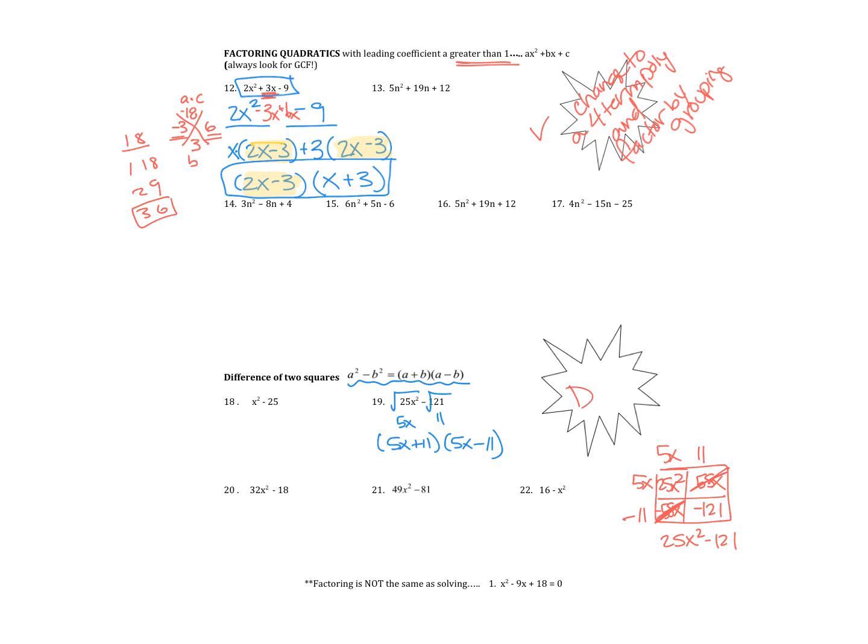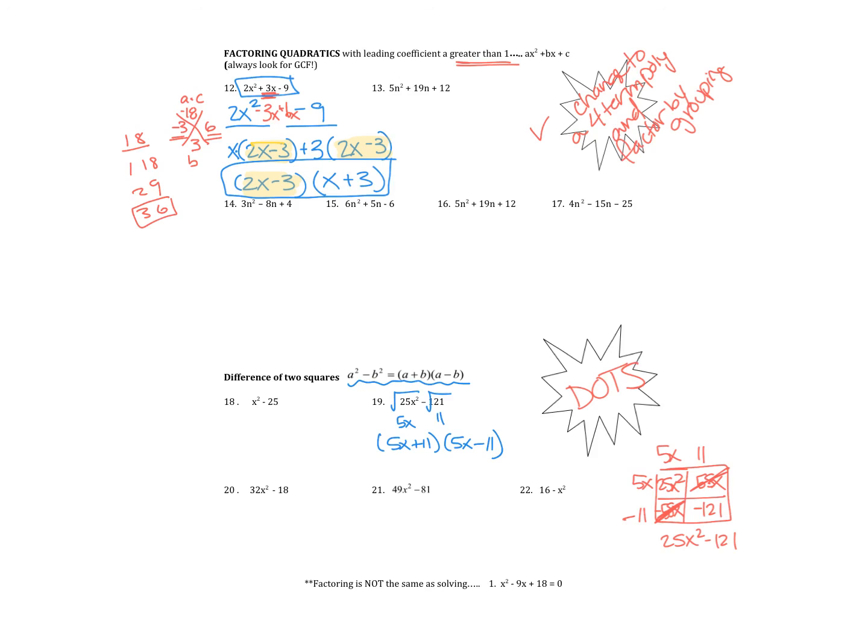I sometimes call this DOTS. So if you ever are doing a problem like, oh, that's DOTS, I mean the difference of two squares. You just take the square root of the first, the square root of the second, and then you plug them into the formula, plus and minus.